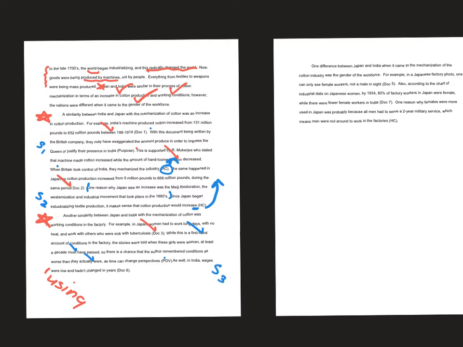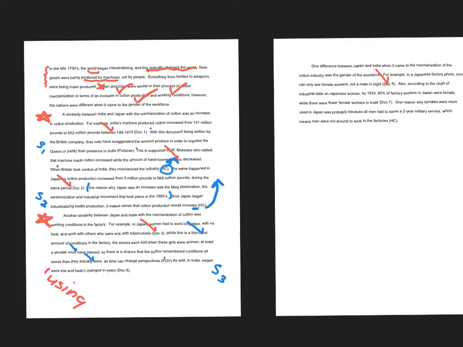Good job. Now we go to the last body paragraph as I change back to my red pen, and it says this. One difference between Japan and India when it came to the mechanization of the cotton industry was the gender of the workforce. For example, in a Japanese factory photo, one can only see female workers, not a male in sight. That's great evidence from that photo. That counts. It supports the thesis.